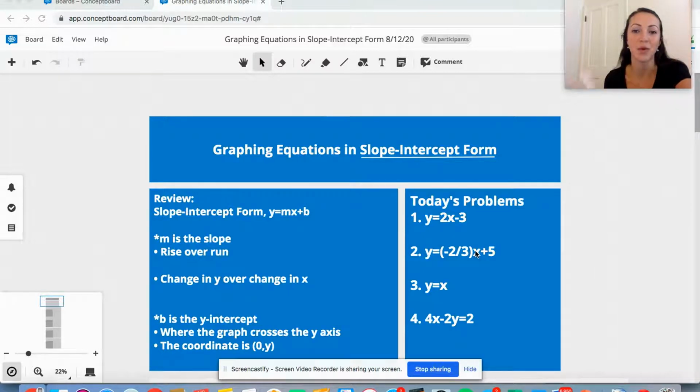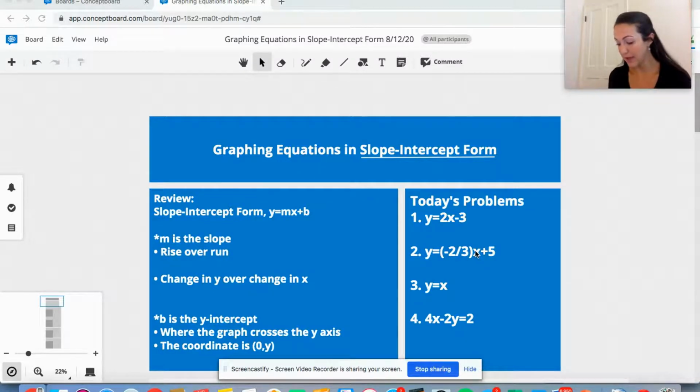Hello everyone, and welcome to Graphing Equations in Slope Intercept form. My name's Larissa, and today I'll be walking you through finding the slope and the y-intercept of an equation, and then using that information to help us graph that line.